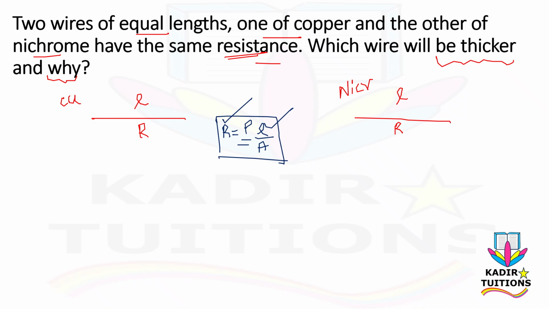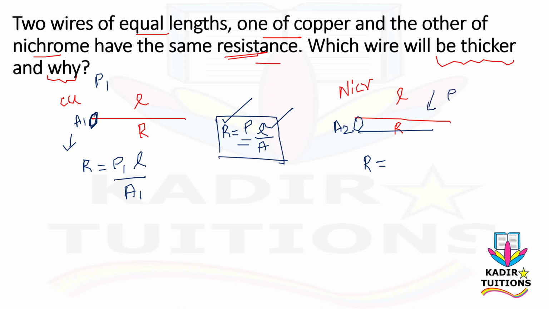So here we are going to write the formula for this resistance. R equal to rho 1 L divided by A1. Why am I writing rho 1? Because for copper, just consider the resistivity as rho 1. And the area of cross section is what we are supposed to find, whether this one is thicker or that one is thicker. So I keep the area of cross section as A1, and for nichrome I will take A2. Again, for nichrome we can write the same formula with rho 2, because it is made up of another material, nichrome. So the resistivity is rho 2, and R equals rho 2 L divided by A2.